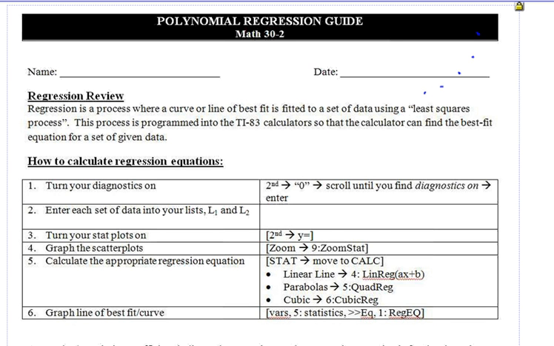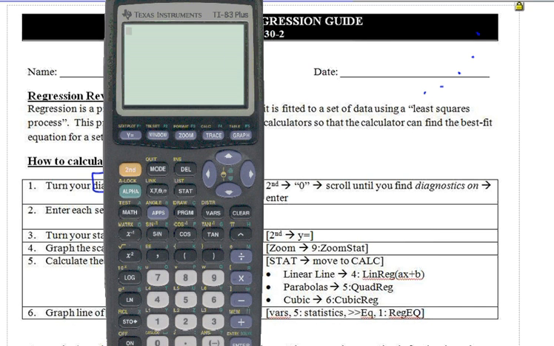We're going to turn our diagnostics on, and it's going to give us an R-squared value. And that tells you how accurate the regression line is. Now, there's only one way to get that. So we're looking at the yellow sheet. You need to go second 0 to catalog. So this is where your catalog is, second 0.